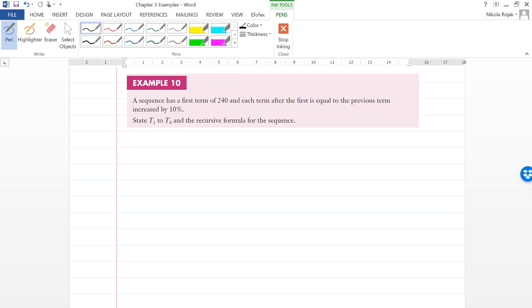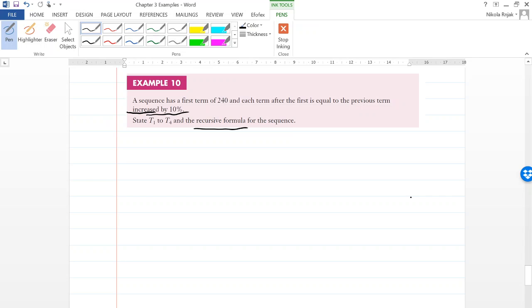Okay, so I want to start with the recursive formula first. So think about this. If you're increasing something by 10%, from when you studied percentage increase and decrease, ultimately you're multiplying the amount by 110%. That's what you're actually doing, okay? You're multiplying by 110% to increase. If it was decreasing by 10%, you'd multiply by 90%.